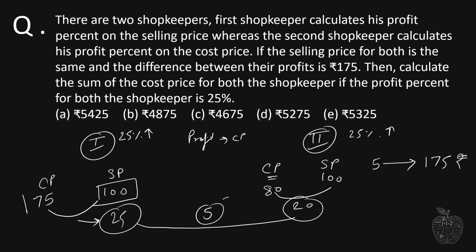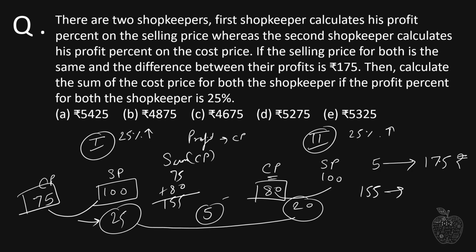Then calculate the sum of the cost prices for both the shopkeepers. Sum of the cost prices, that means the sum of 75 and 80. So the sum of cost prices will be 75 plus 80, which gives us 155. Okay, so we already know that this 5 is equal to 175. So what will 155 be equal to? We do cross multiplication, 175 divided by 5 and into 155.